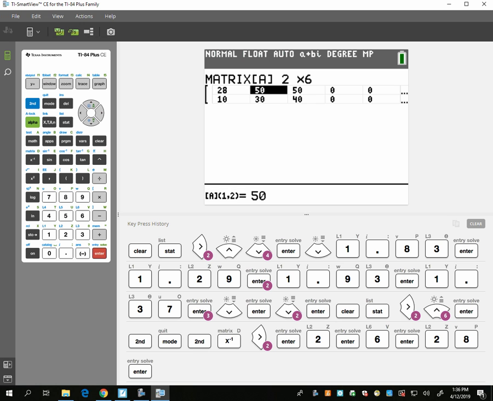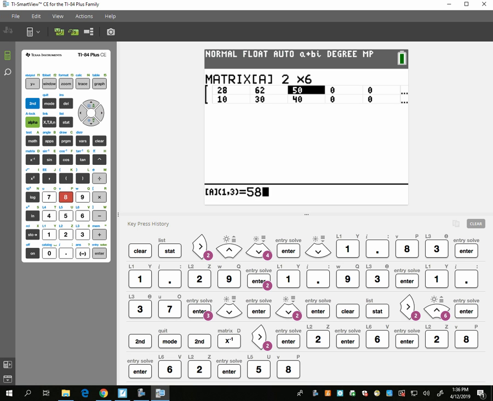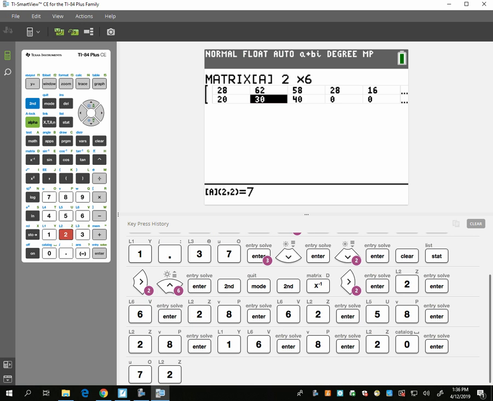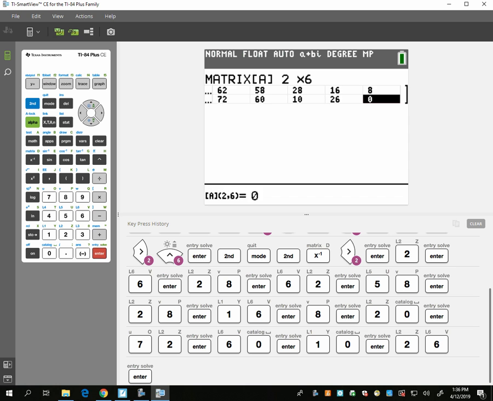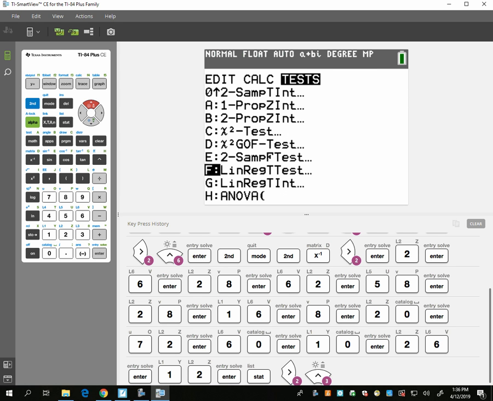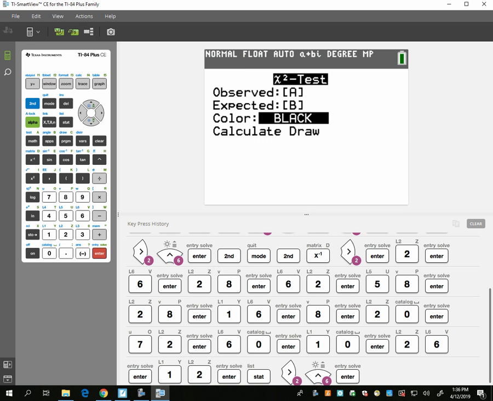28, 62, 58, 28, 16, 8, 20, 72, 60, 10, 26, and 12. Okay, so then we go stat, tests, chi-square test, not goodness of fit test, observed, expected. Now again, the expected is already calculated when you run it, so you don't have to enter that in, and then you just hit calculate. And you see there's your chi-square test statistic and your p-value, and then your degrees of freedom.